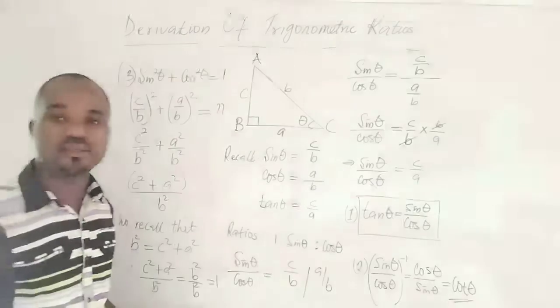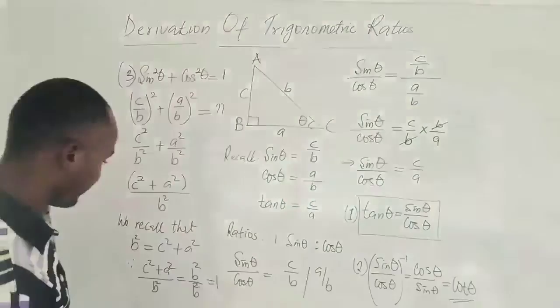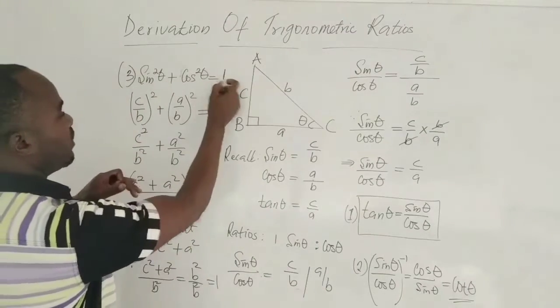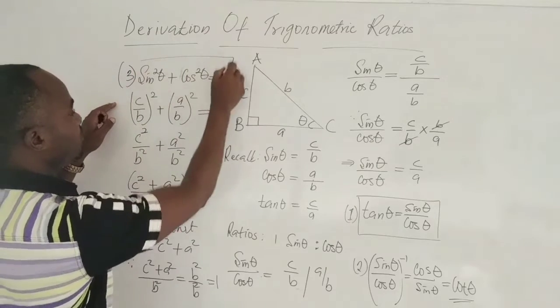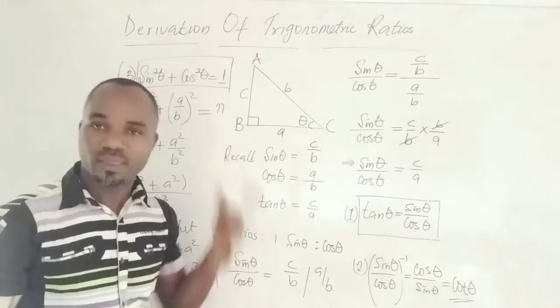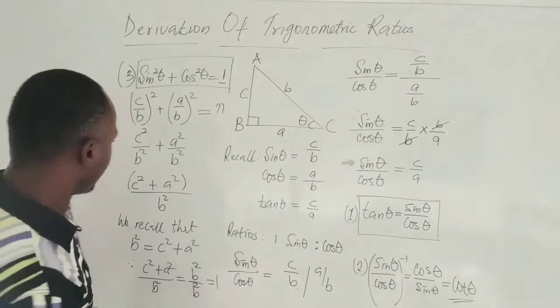That gives 1. It has been proved that all this can give 1. So this relation holds. That relation is true. Alright, so that's relation number 3.